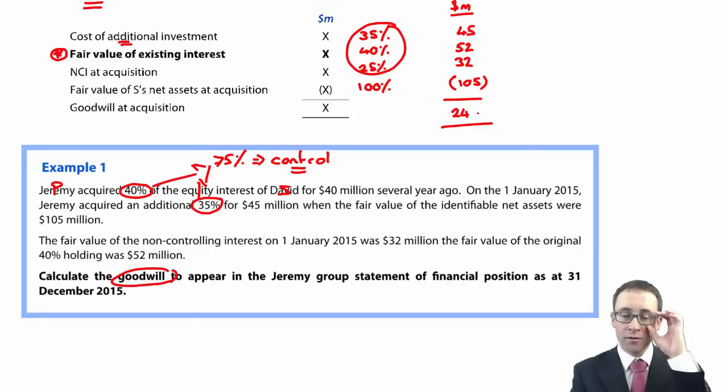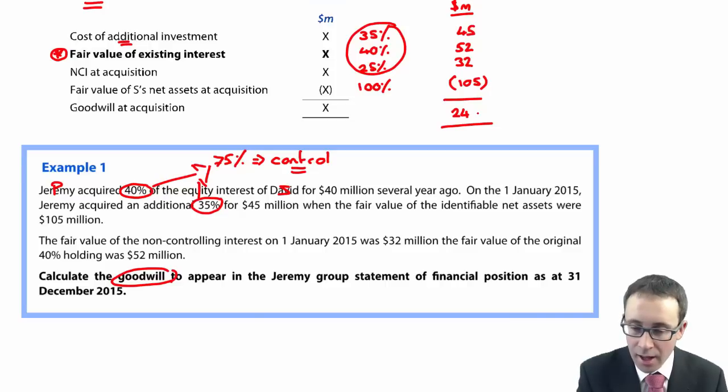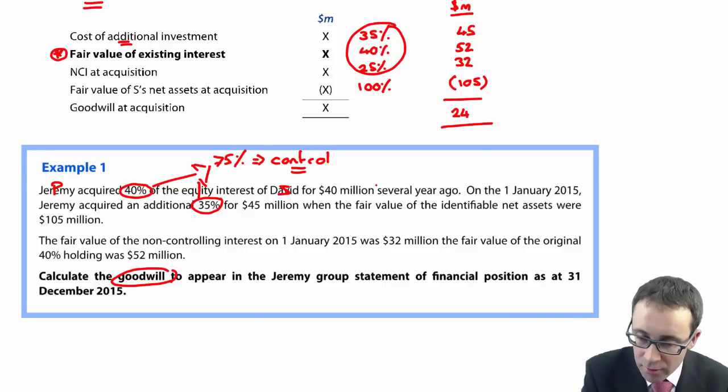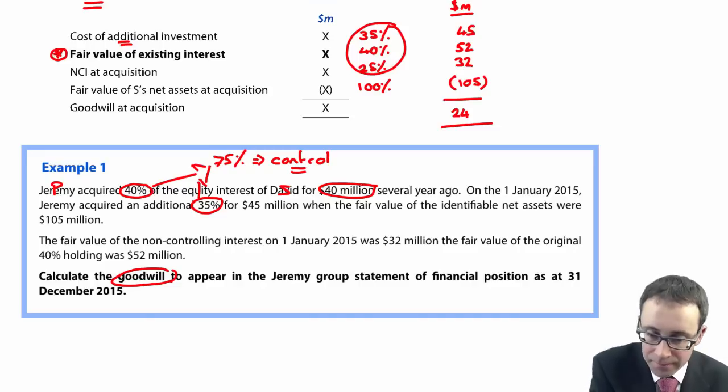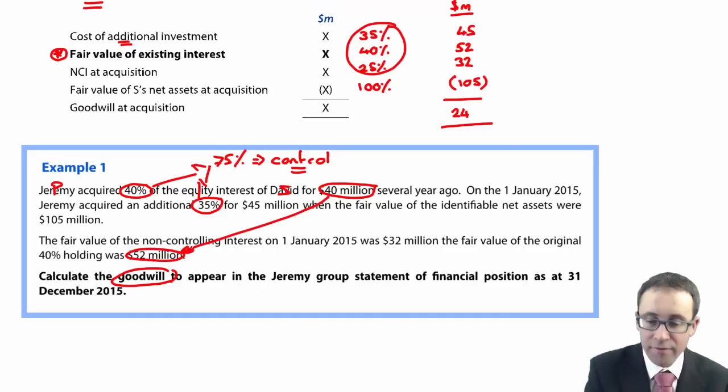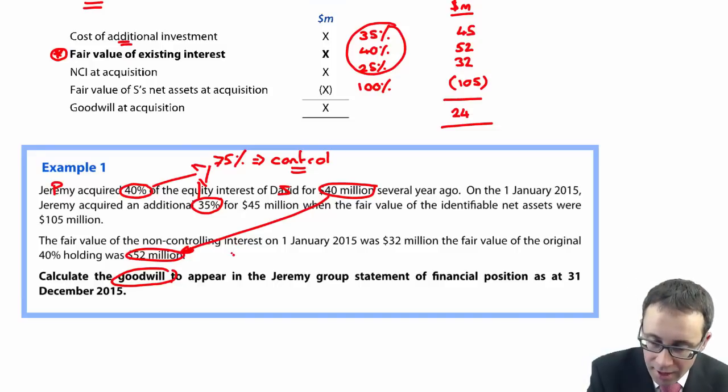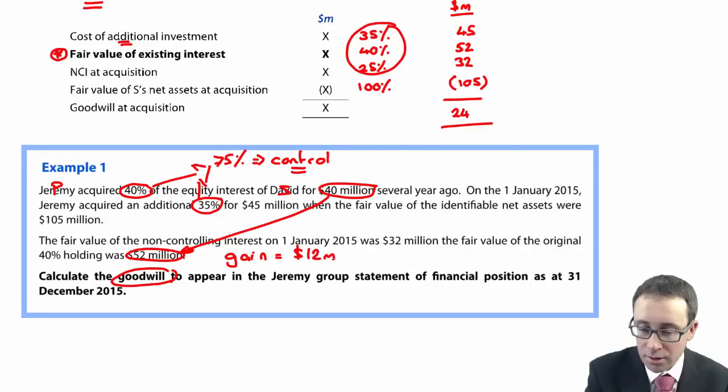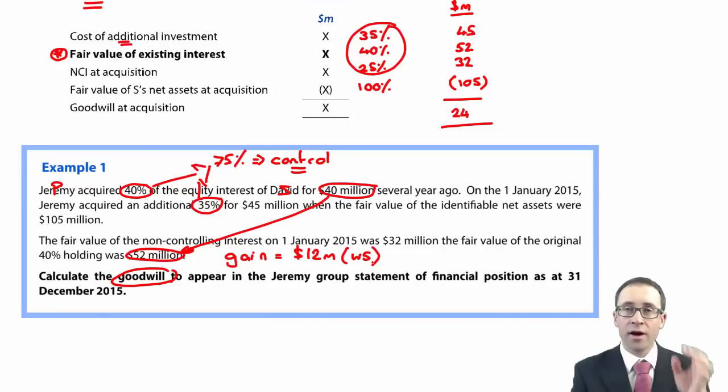Okay, so I have 24 million as my goodwill. The question doesn't specifically ask us for it, but I will throw it in. Because what you've got there is that the original investment was 40 million. It is now 52 million. So there is a gain equal, isn't there, to $12 million. And that gain of $12 million would go into working number five within your group retained earnings.